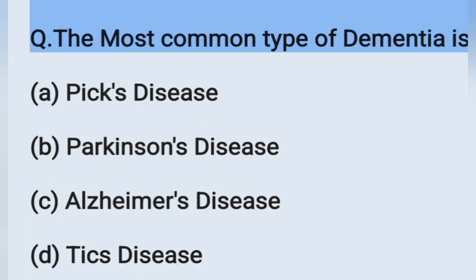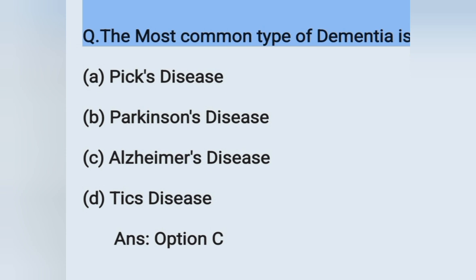And the next question is, the most common type of dementia is? Option A, Pick's disease. Option B, Parkinson's disease. Option C, Alzheimer's disease. Option D, Tick's disease. Question is, the most common type of dementia. Dementia is a type of short-term memory loss, and the most common type of dementia is Alzheimer's dementia or Alzheimer's disease. Option C is the correct answer.